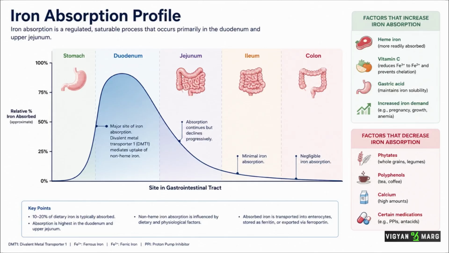Now pay close attention to what messes with this process. Gastric acid and ascorbic acid, or vitamin C, strongly increase absorption. On the flip side, alkalis, phosphates, phytates, and tetracyclines decrease it. Once it finally gets absorbed, it's either stored locally as ferritin in mucosal cells, or it hops a ride through your blood bound to transferrin.